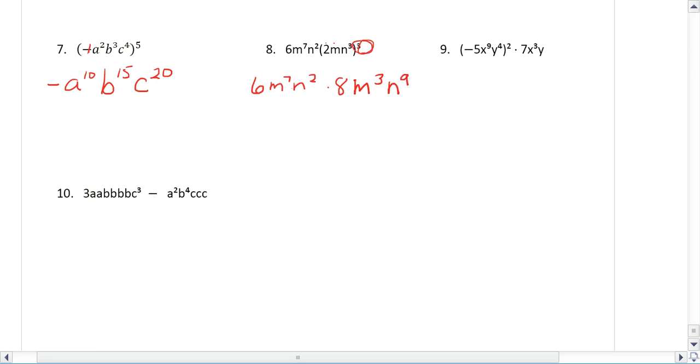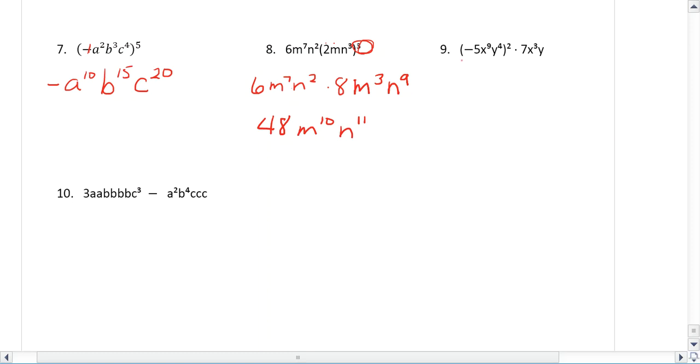So now that I've taken care of this exponent, now I can go ahead and multiply. 6 times 8 is 48. m to the 7th times m to the 3rd is m to the 10th. n squared times n to the 9th is n to the 11th.